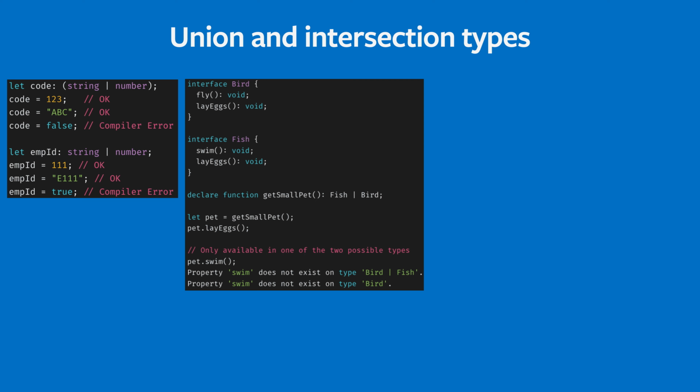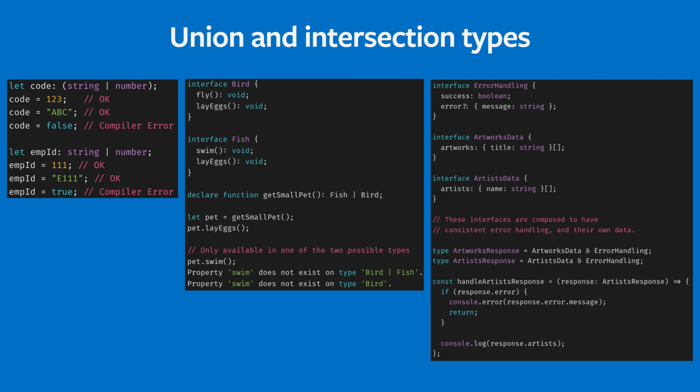If you do the same with classes, it becomes more interesting. For this example, we specify two interfaces, Bird and Fish. They have the same method layEggs, but Fish has a swim method and Bird has a fly method. Then we declare a function getSmallPet, which returns a Fish or Bird. Then we get the pet and call the layEggs method, and everything is fine because both classes have this layEggs method. But as soon as we call the swim method, we will get an error, because if, for example, our getSmallPet returns a Bird instance, we will not be able to call this function because Bird doesn't have it. In this case, we need to assign the pet to a specific type or just add some checks. We will see later how to do this. But if you just write this code as is, you will get an error when you try to compile it.